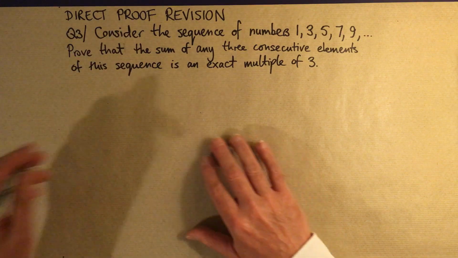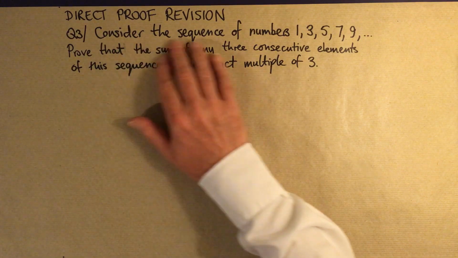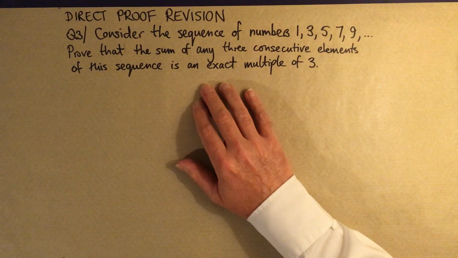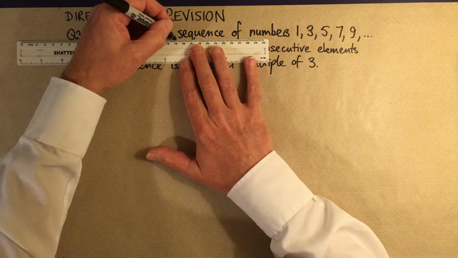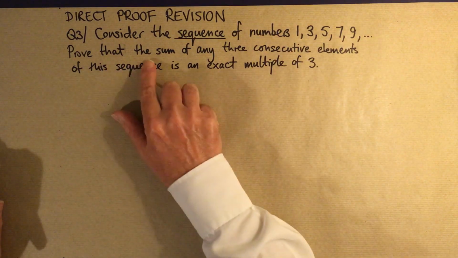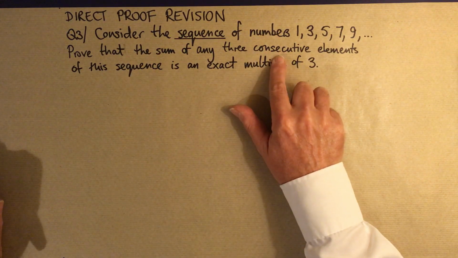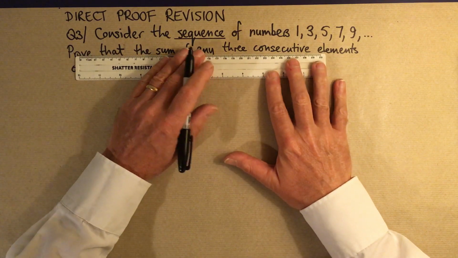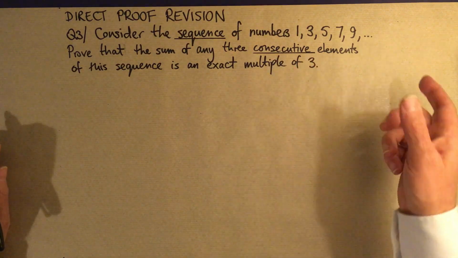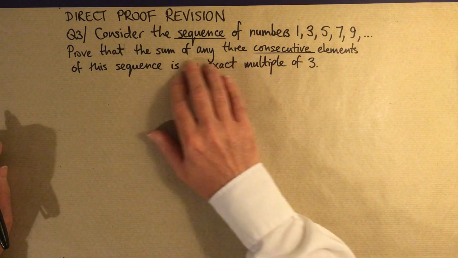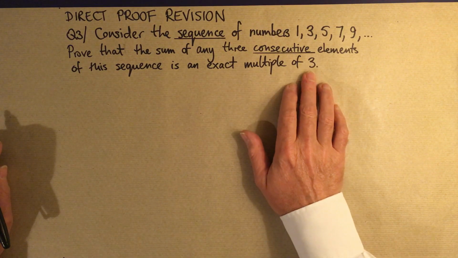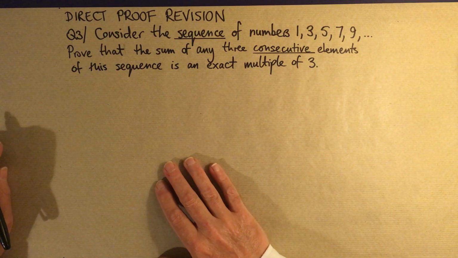Consider the sequence of numbers 1, 3, 5, 7, 9. Firstly, notice that it's a sequence and not a set, so it has order to it. Prove that the sum of any 3 consecutive elements, so that's another word to note. It's not any 3 elements, it's 3, one after the other. Prove that the sum of any 3 consecutive elements of this sequence is an exact multiple of 3. So that means it's 3 times some integer.